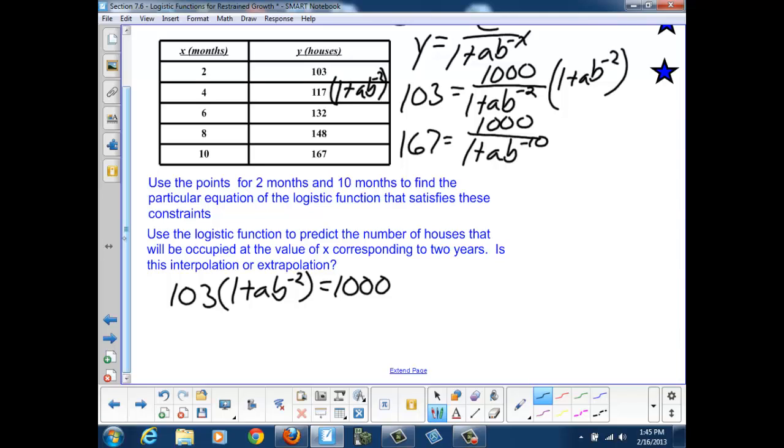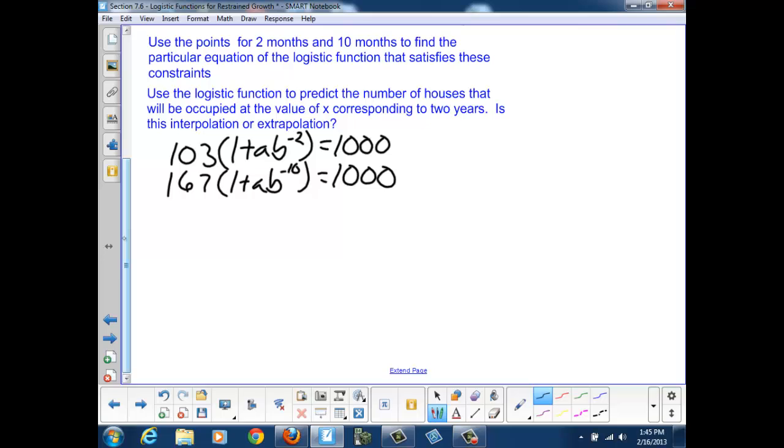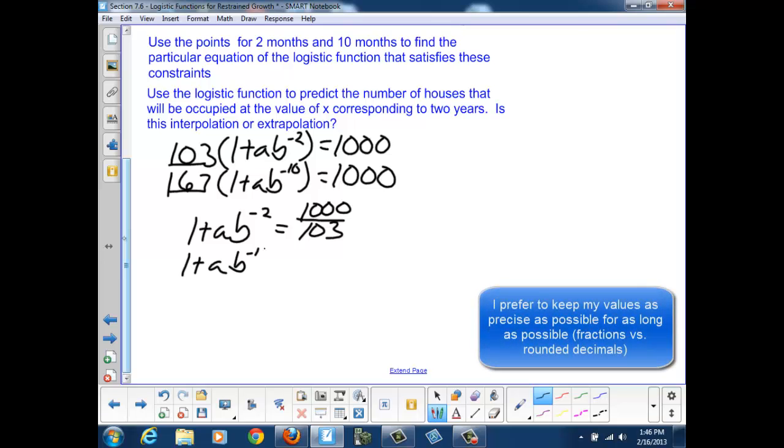And then if I do the same thing with my other equation, I'll see that I have 167 times 1 plus ab to the negative 10. And that's also going to be equal to 1,000. Now we have to get to our variables. So what I'm going to do is divide both sides by this coefficient here. So I'll have 1 plus ab to the negative 2 equals 1,000 over 103. And then I have 1 plus ab to the negative 10 equals 1,000 over 167.